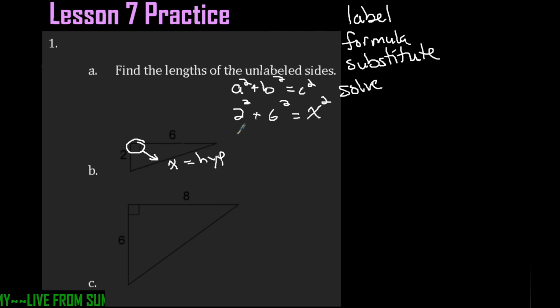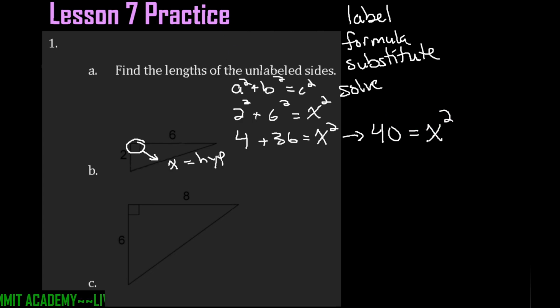Make sure you can simplify. So I'm going to have 2 times itself is 4. 6 times itself is 36. I'm going to say that equals x squared. I'm going to be able to combine those two together. So I'm going to say this is going to be equal to 40, which is equal to x squared.